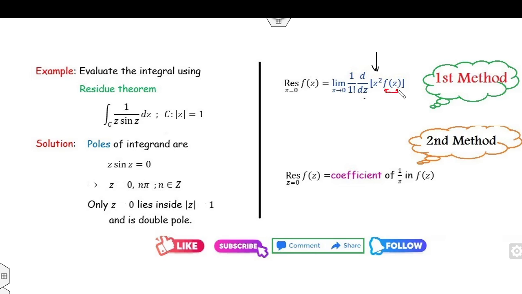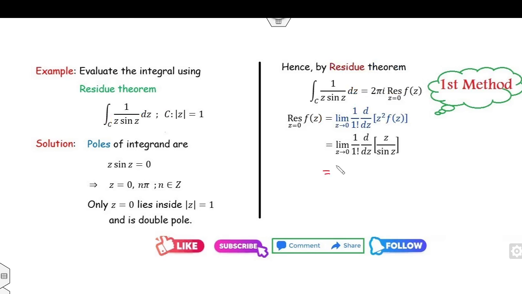First method is I can substitute the value of f(z). This 1 over z sin z is my f(z). I can substitute the value. It's a limit as z approaches 0, 1 factorial is 1, d/dz of z over sin z. Now can you find the derivative of this function?